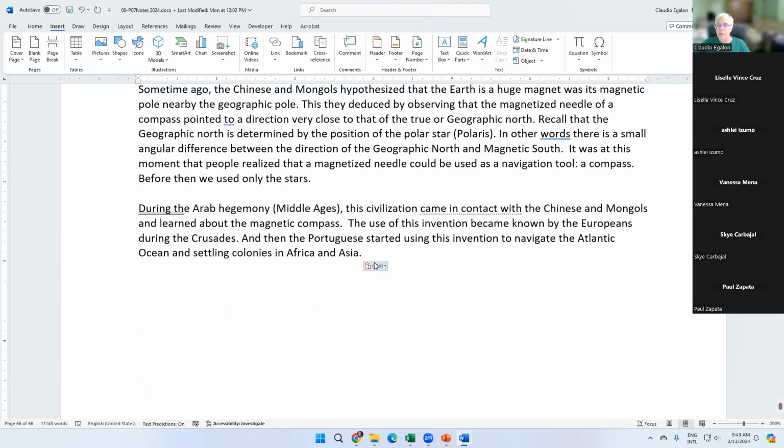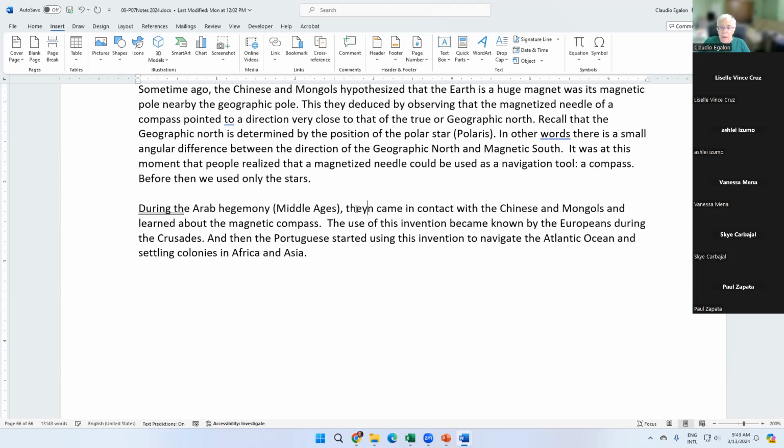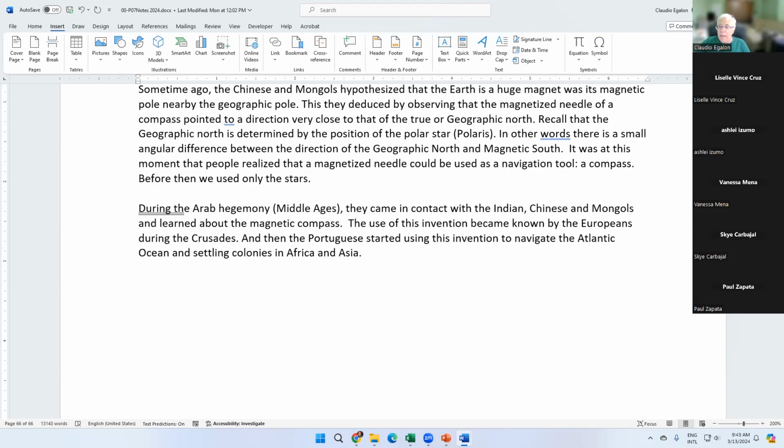So during the Arabic hegemony, the civilization came in contact. The Arabs came in contact with the Chinese and the Mongols and the Indians as well, right? The Arabs had commercial posts there in India and other places, and they learned about the magnetic compass, and they started using it.